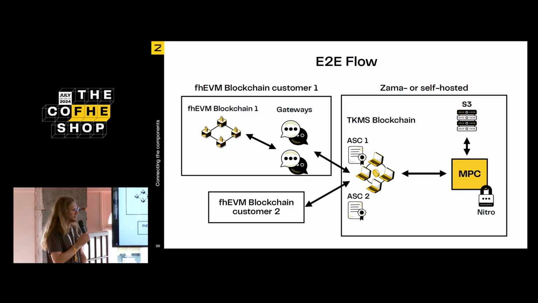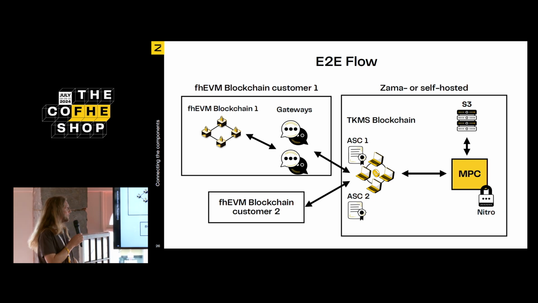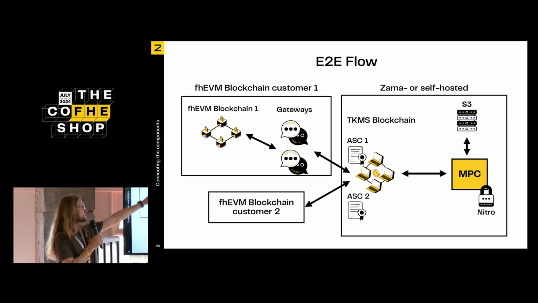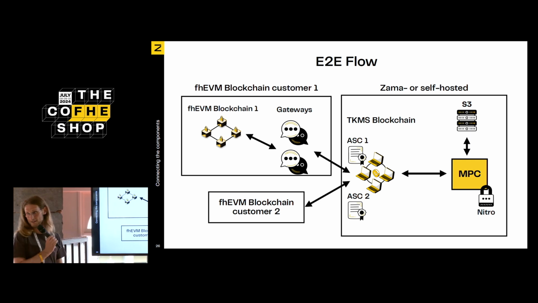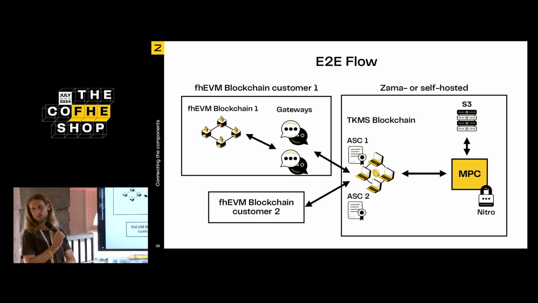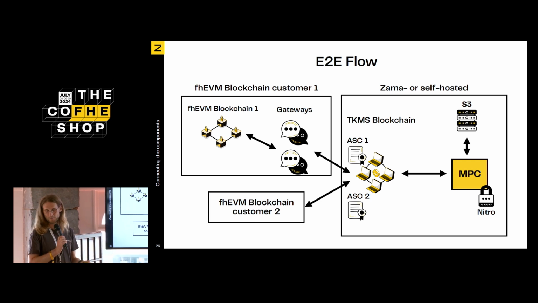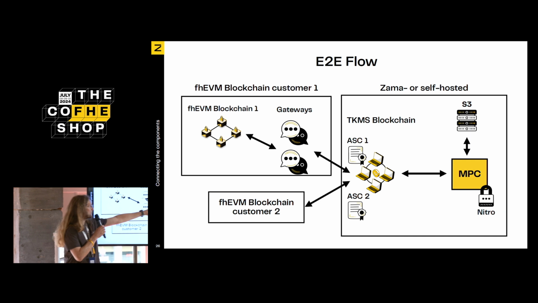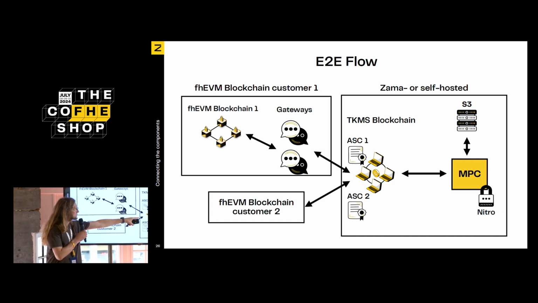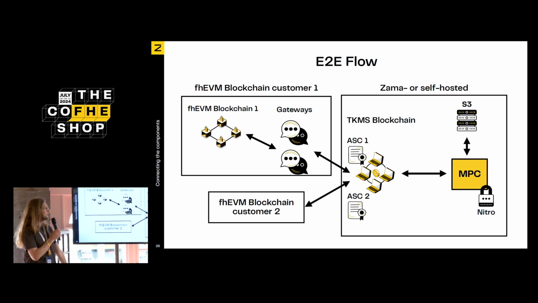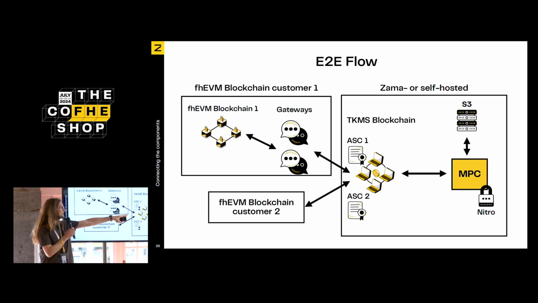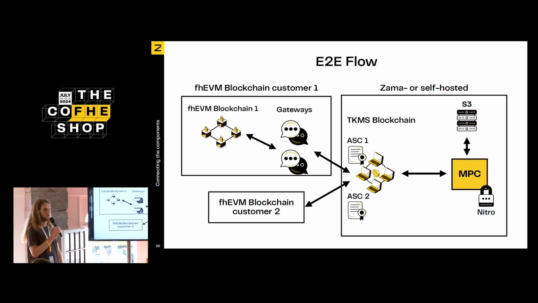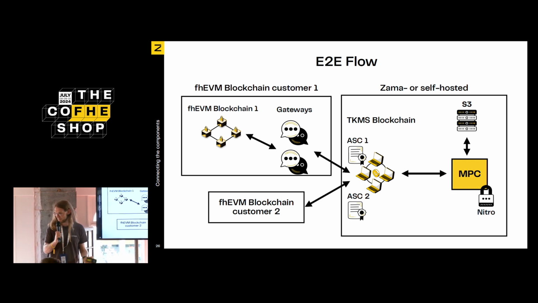So this means that we can now put up the whole end-to-end flow of the TKMS. In this example, an fhEVM layer 1 goes through a gateway. That can be multiple instances since they don't need to be trusted. They cannot make changes without it being detected. It goes over to an application smart contract on the threshold KMS blockchain, which emits an event that gets picked up by the MPC framework, which executes the MPC protocol in a Nitro enclave and is using, at least for now, S3 for storage.